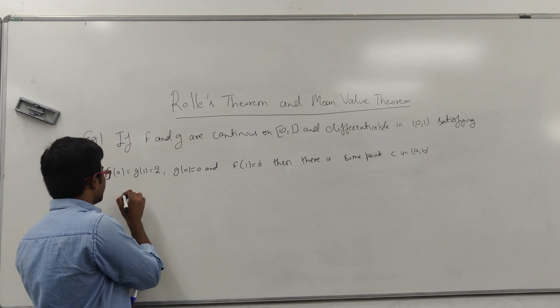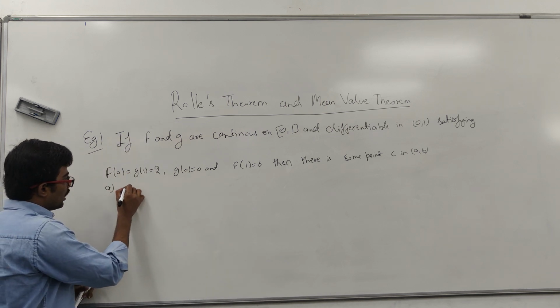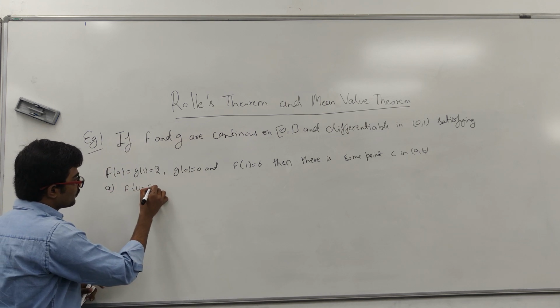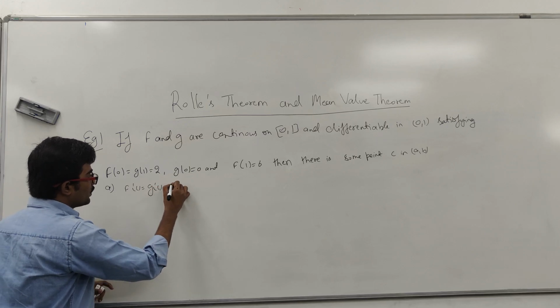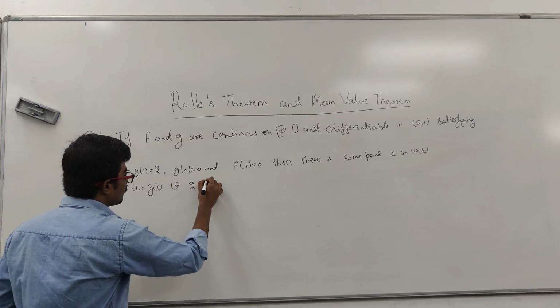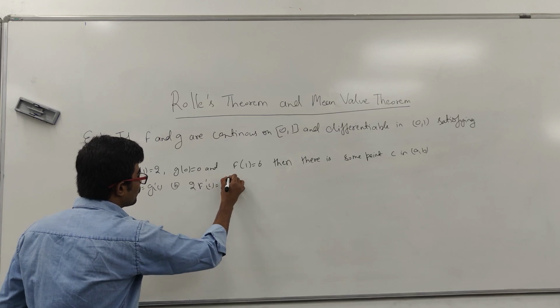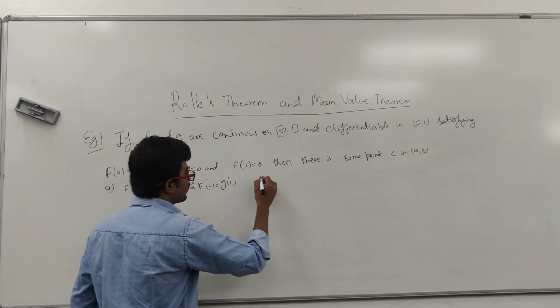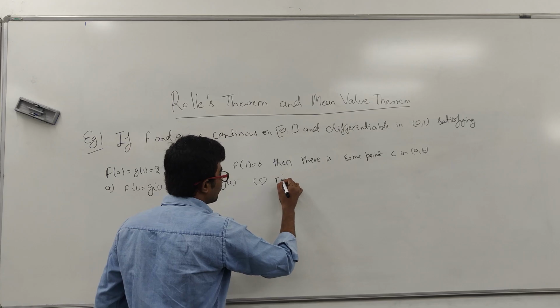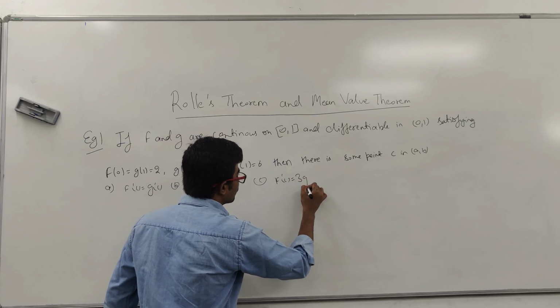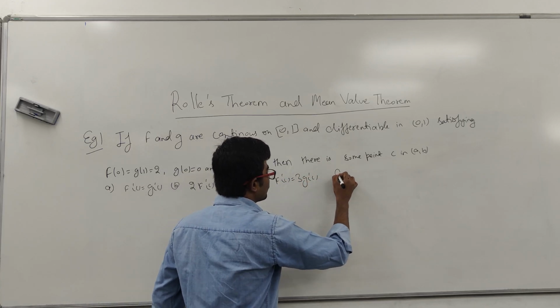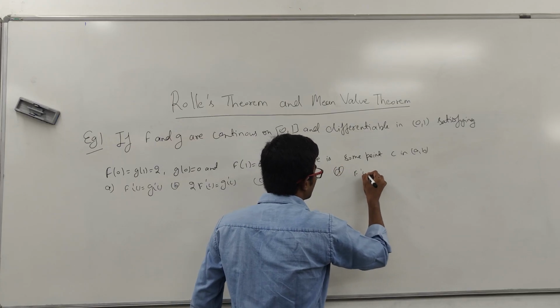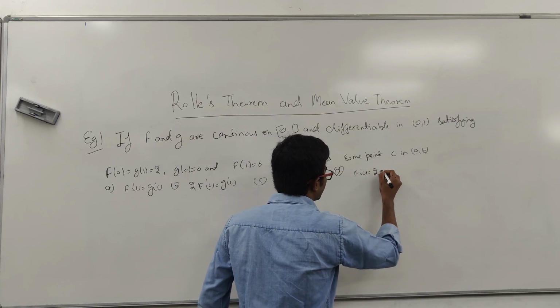Option A is f'(c) equals g'(c). Option B is 2 times f'(c) equals g'(c). Option C is f'(c) equals 3 times g'(c). And option D is f'(c) equals 2 times g'(c).